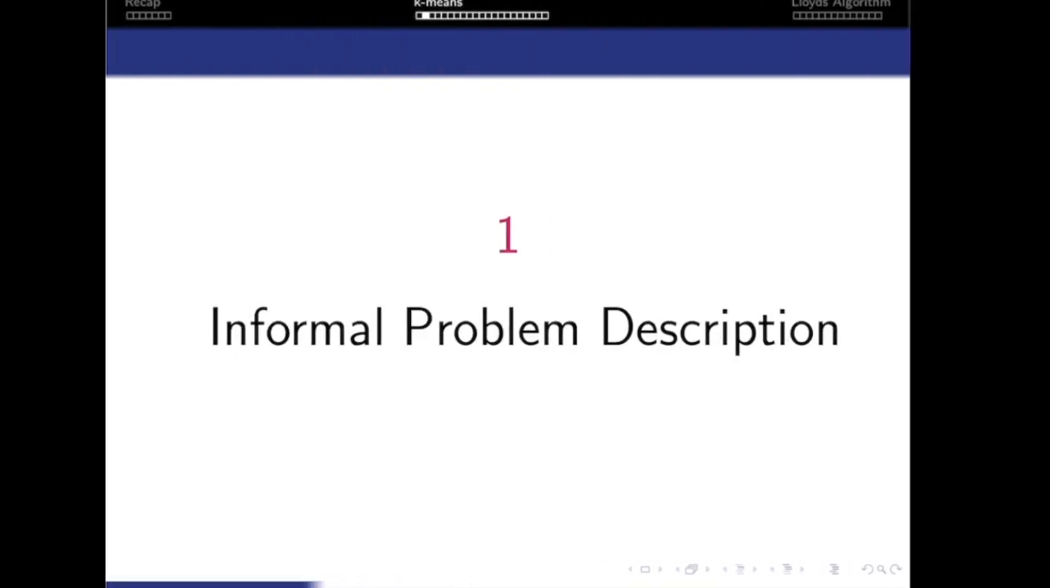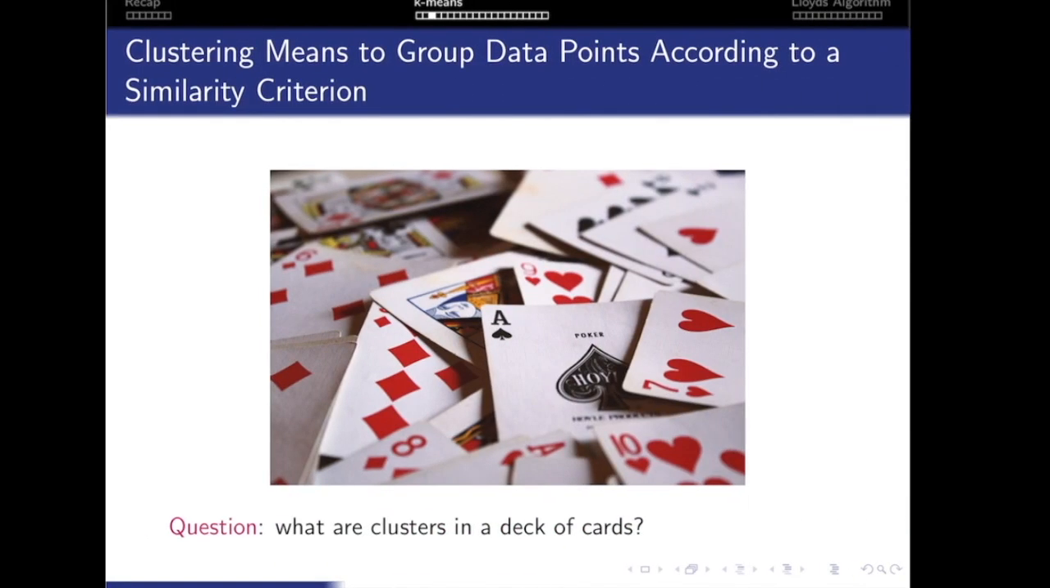But first of all, let's start at the beginning. So first, let's have a look at the informal problem description. What kind of problem are we discussing today? The example I chose for today was the clustering of cards. So if you think of a stack of cards, how do you cluster them? And clustering means to group data points according to a similarity criterion. So what are similar cards?